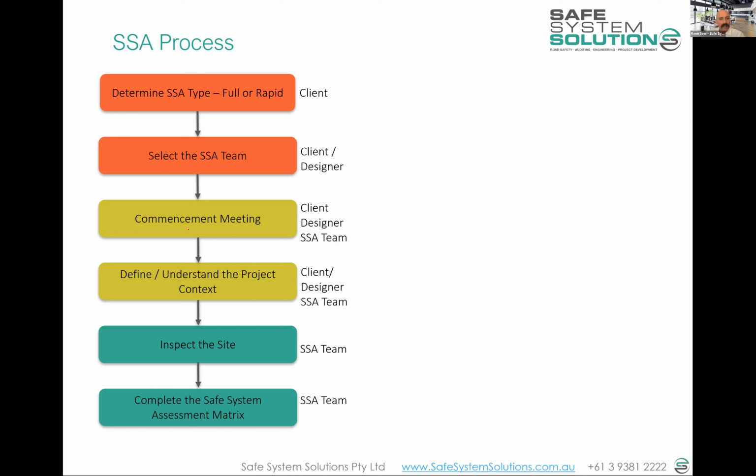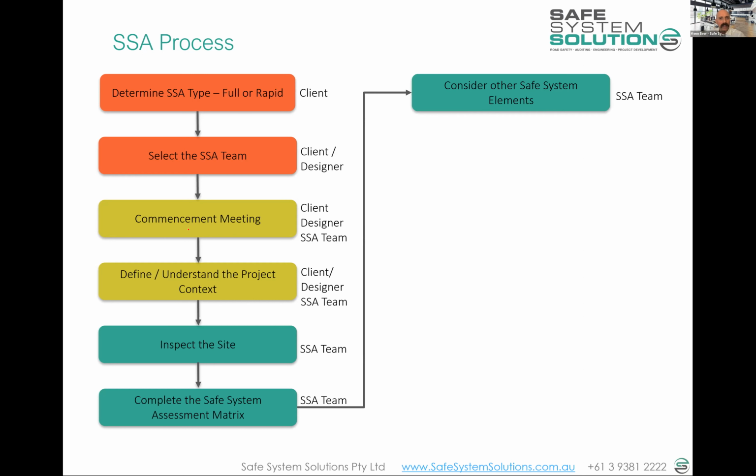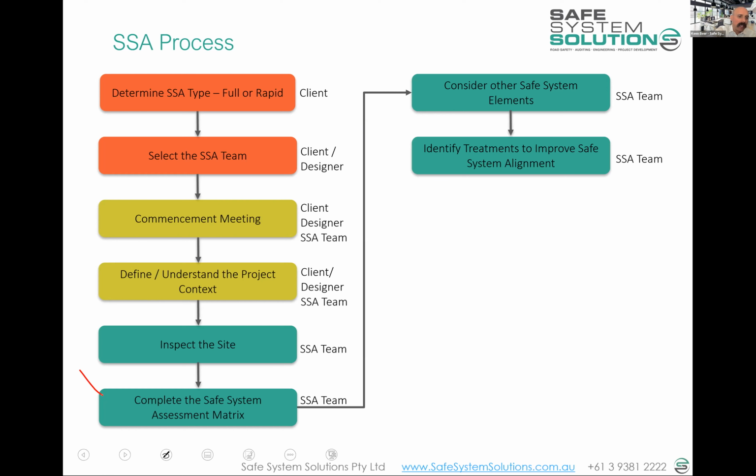And then complete that safe system assessment matrix. Score it all out just as you're doing. Then consider other elements of the safe system in those qualitative questions. Identify treatments to improve alignment with safe system principles. I should have said back here that you're going to do that for every single design option that they put forward, plus the existing conditions.